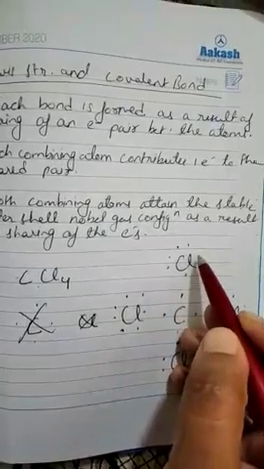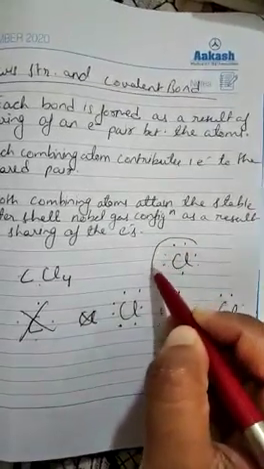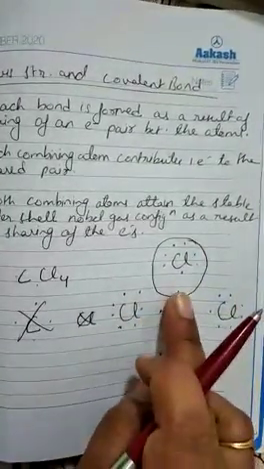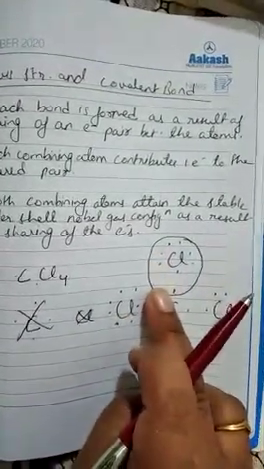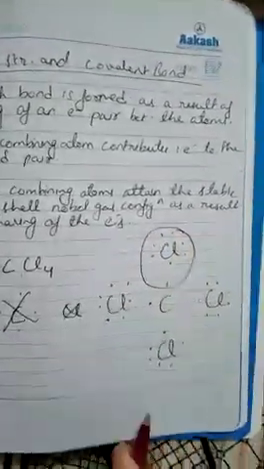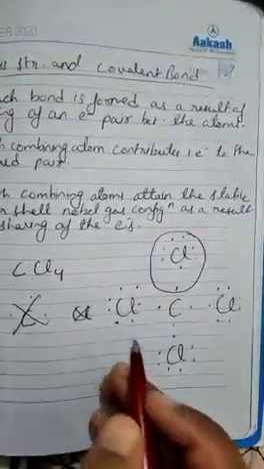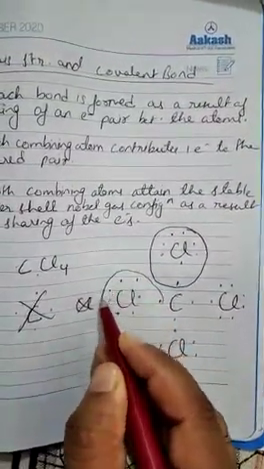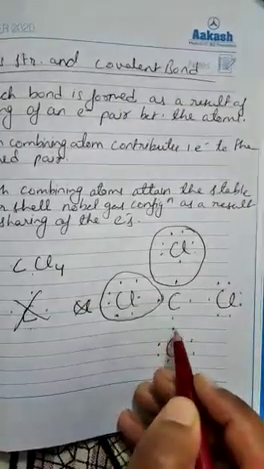So for completing its octet, first this chlorine atom shares 1 electron from here, then its octet is completed: 1, 2, 3, 4, 5, 6, 7 and 8. In this way each chlorine atom will combine with the carbon atom to complete its octet.